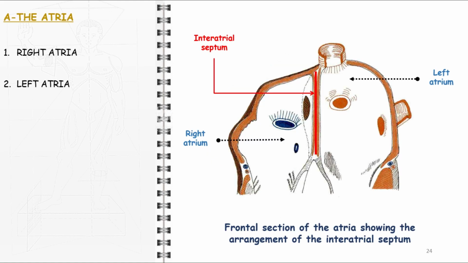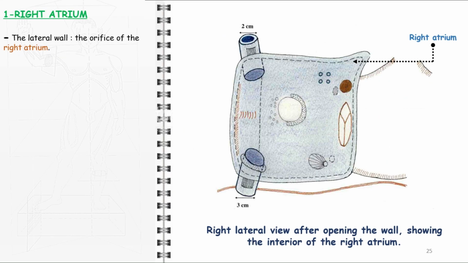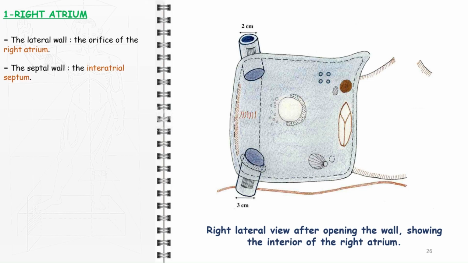The atria have thinner walls than the ventricles, and their shape is cubic. The right atrium is ovoid with a vertical major axis. In front of its lateral wall, the orifice of the right atrium is visible. This is a cavity whose walls are raised by numerous fleshy columns of the 2nd and 3rd orders. The septal wall is formed by the interatrial septum.